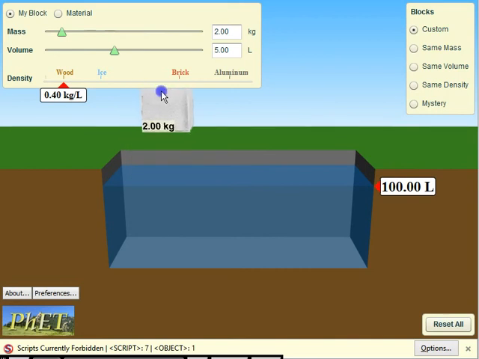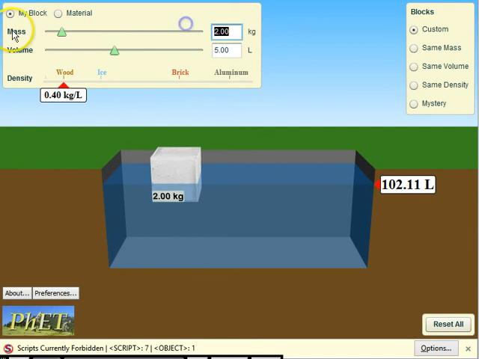Okay, cool. So I'll just recap that for the recording. The left hand side is the properties control. We have selected my block. Right hand side is the type of blocks. We've chosen a custom block so that we can figure out things according to what we want. The bottom right that shows 100 liters is simply the measure of the tank volume. Now everything else remaining the same.